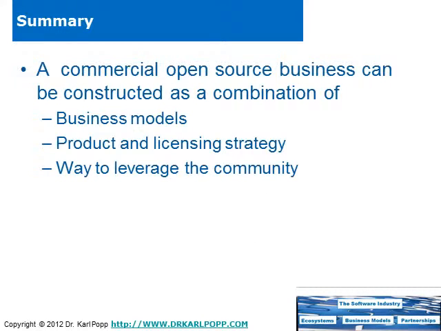So here's the summary. I think we have successfully shown that there are three categories: business models, product and licensing strategy, as well as the way to engage with the open source community. And these can be combined to build a commercial open source business. I hope that you are now well equipped with this information.